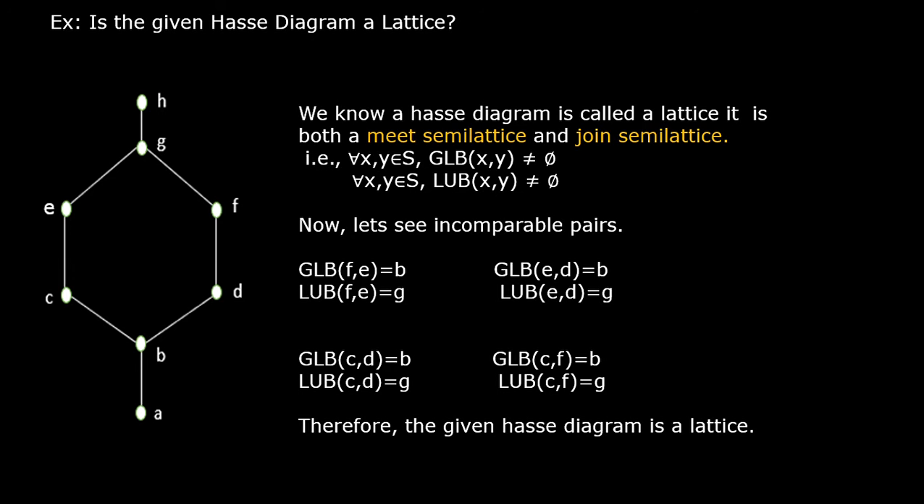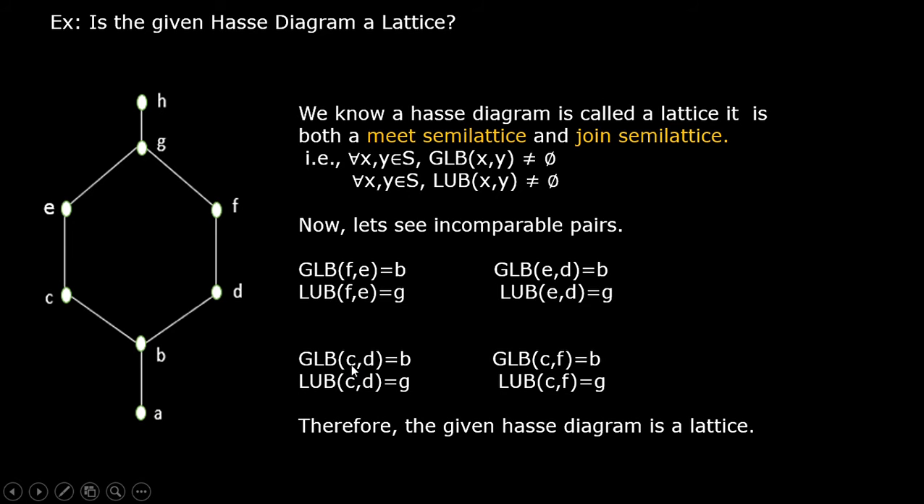Now, if I look at the incomparable pair F and E, the greatest lower bound for F and E is B. Because if we trace downwards, we can see for E and F, the first meeting point of E and F is B. Hence, the greatest lower bound of F and E is B. Similarly, for the least upper bound of F and E, if we trace upwards, we see that G is the first meeting point of F and E. Hence, the least upper bound of F and E is G.